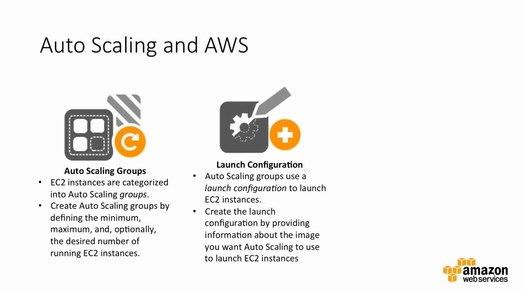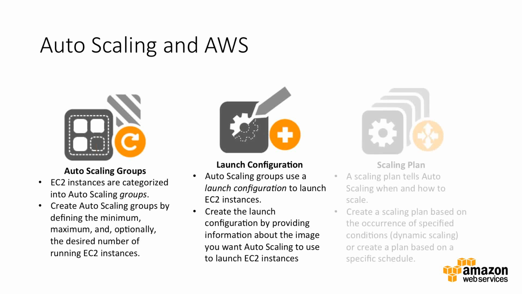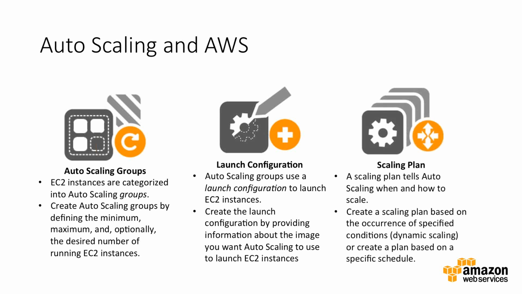The second and one of the most important pieces is to define a launch configuration. A launch configuration basically is what is used by the autoscaling group to launch the EC2 instances. You create the launch configuration by providing information about the image you want to use, about the instance size, about more information about where you want to launch it, where the availability zones are, etc., etc. And we'll go through that in the demo.